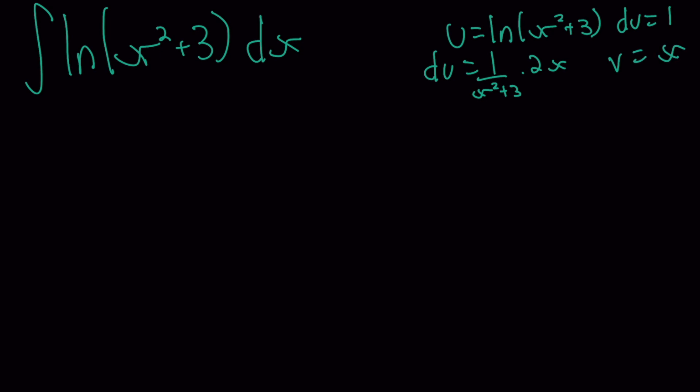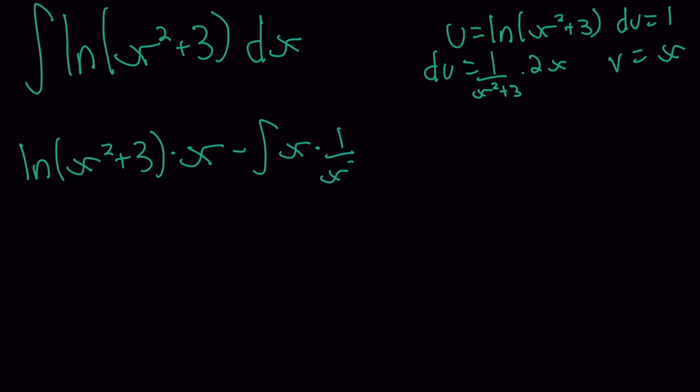So we have u times v, subtract the integral of v du. So we have x times 1 over x squared plus 3 times 2x. So right now this is kind of ugly, so we're going to simplify, okay? We're just going to times the x there times the 2x there as well. So really we just have 2x times x, which is going to be 2x squared.